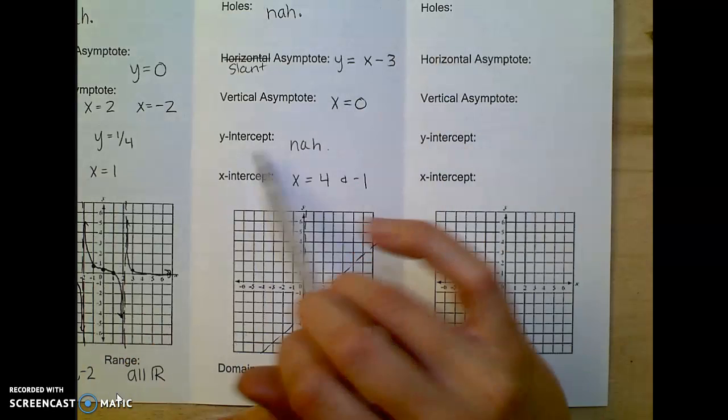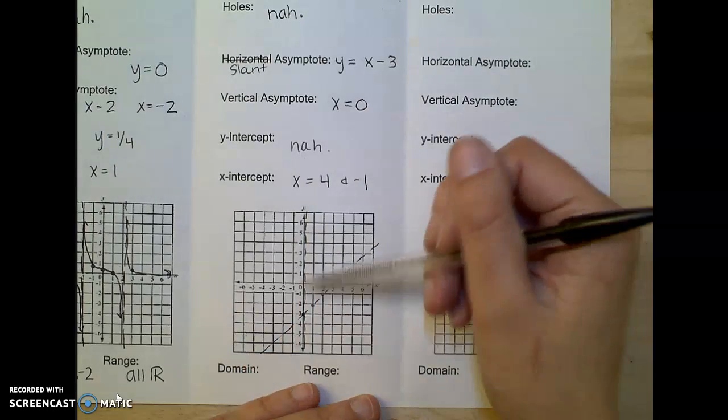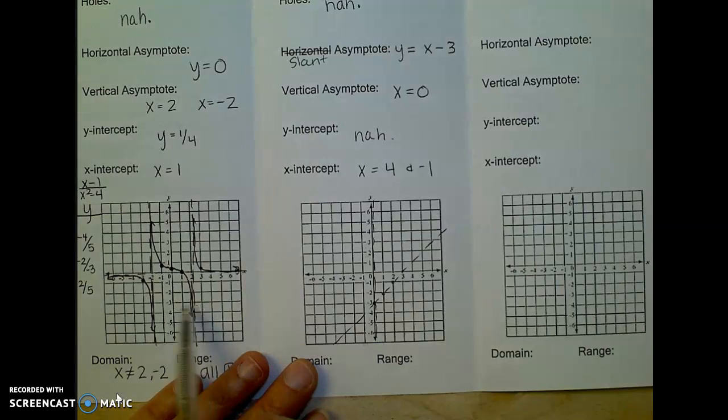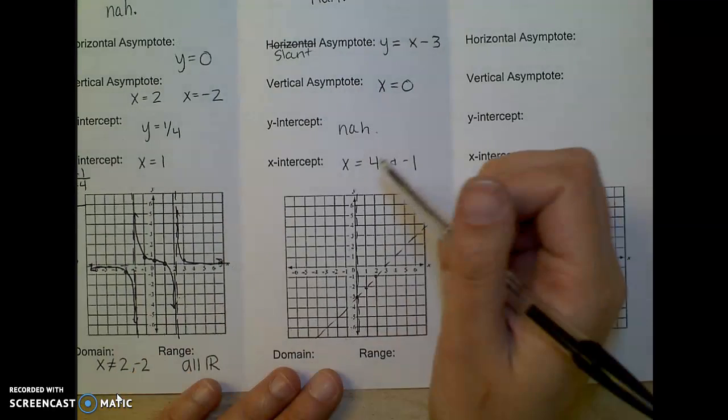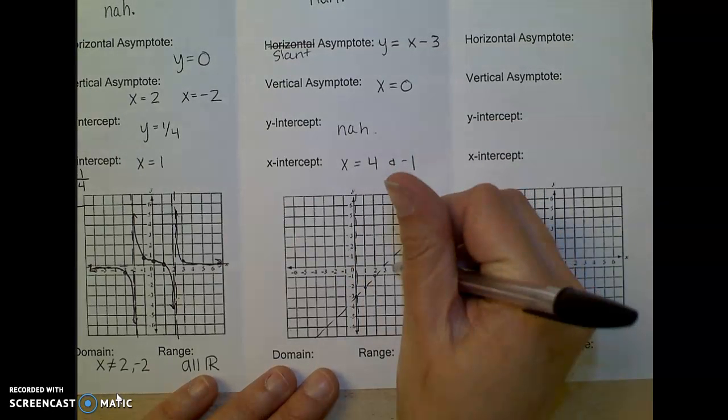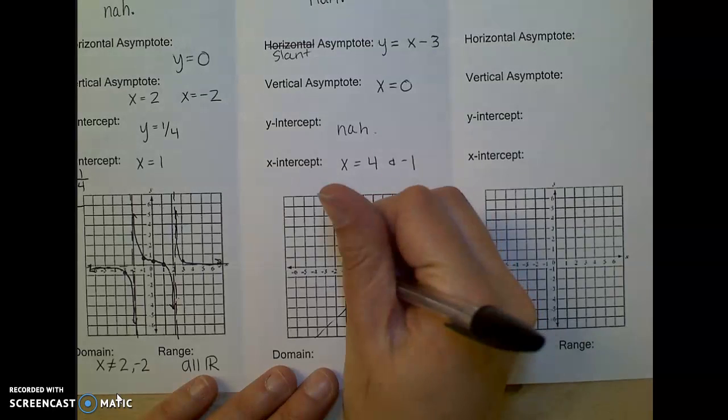Also, it makes sense that I do not have a y-intercept because I can't touch the y-axis, and there isn't the double asymptote thing going on so that I can break that rule. And then we have x-intercepts, so I can plot those. One of them is at 4, one of them is at -1.